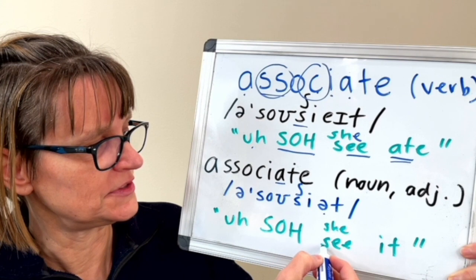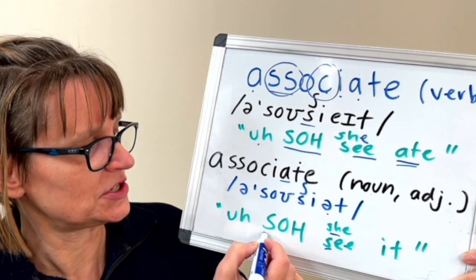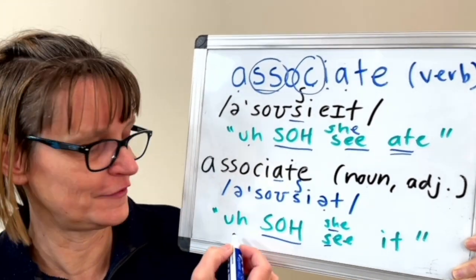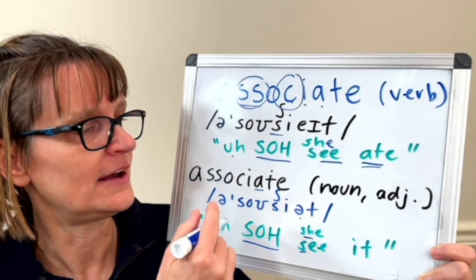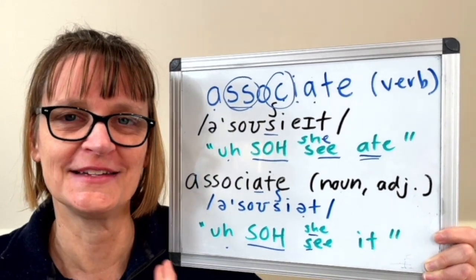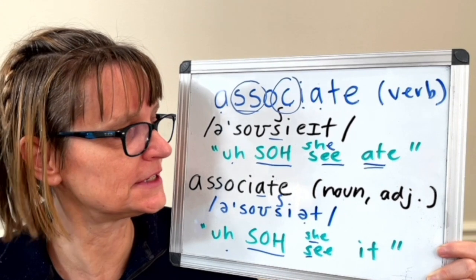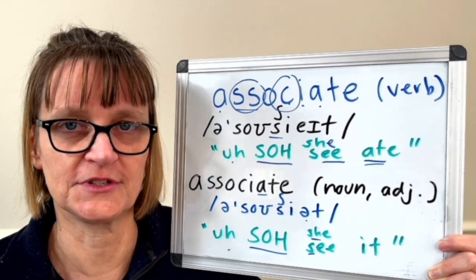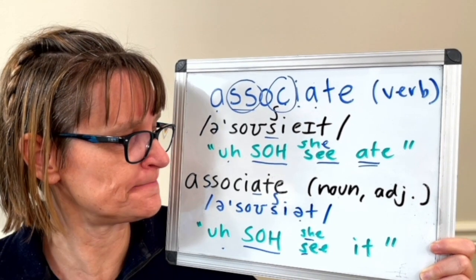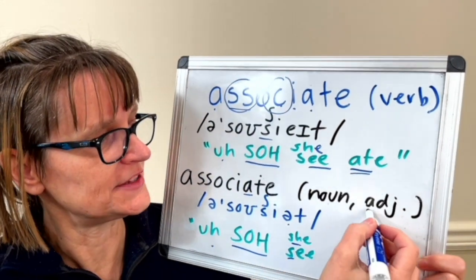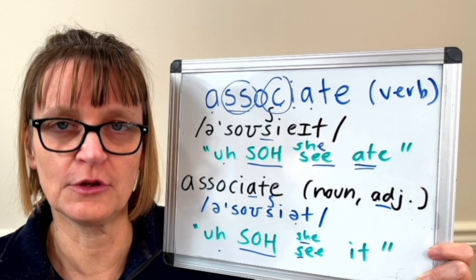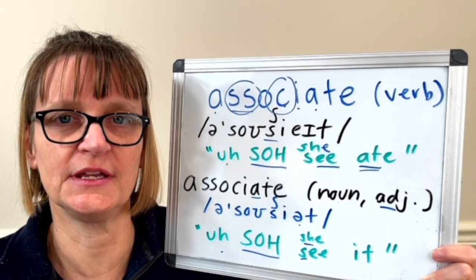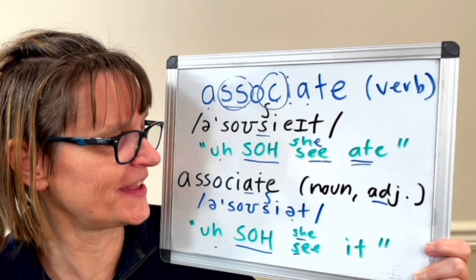And again, you can use the S or the SH pronunciation, second syllable stress, first letter A says uh. Examples of how I would use that: I'm an associate in the company. She's an associate of mine. Also as an adjective, an associate lawyer, an associate attorney, an associate judge, etc.